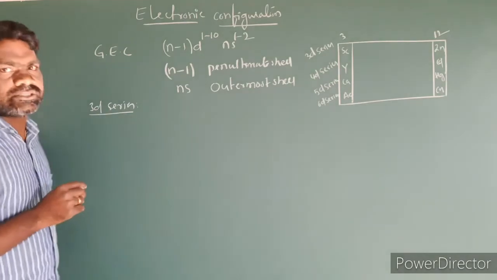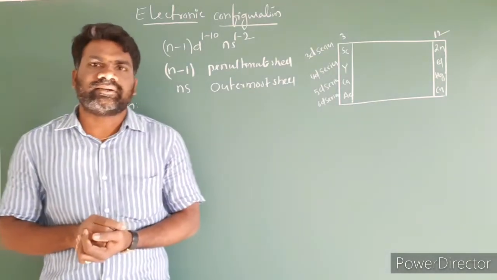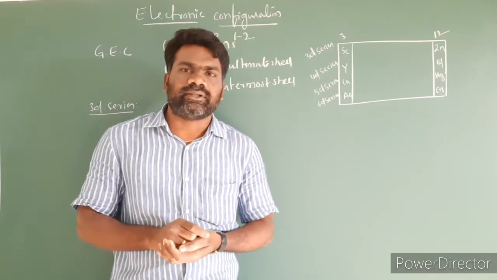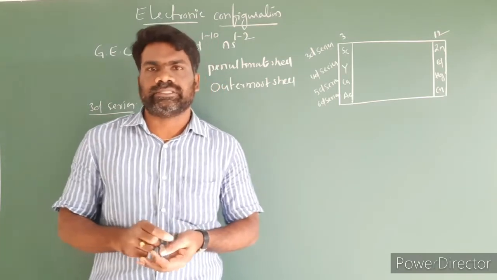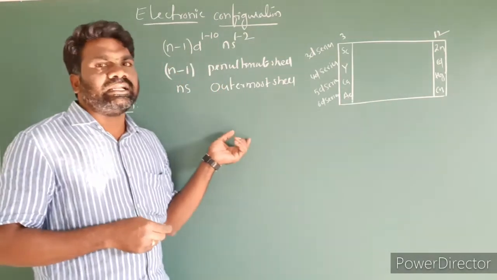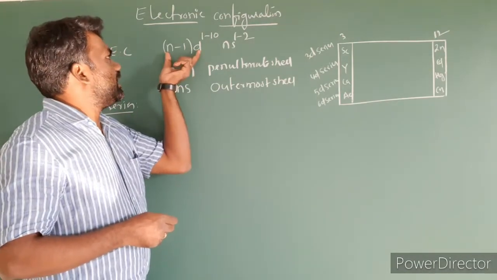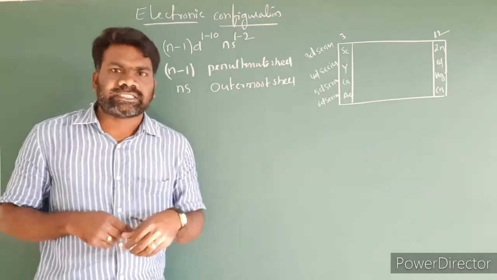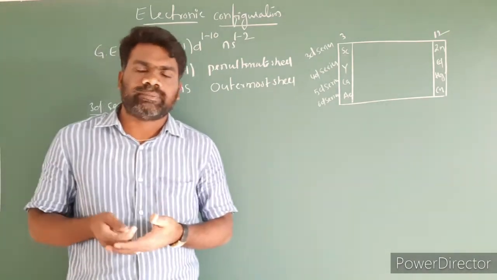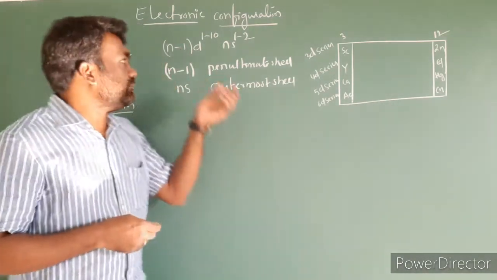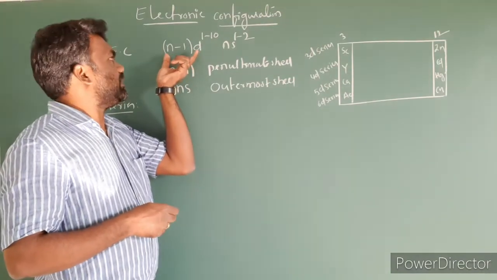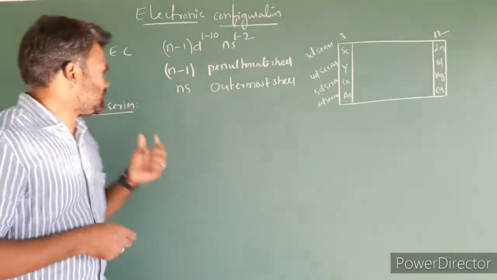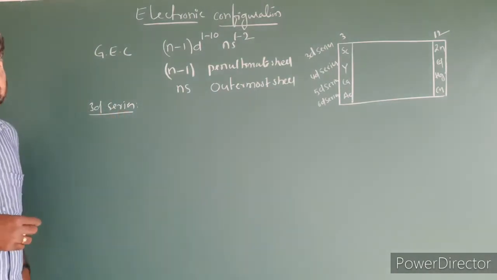3D series. There are several exceptions in the electronic configurations of d block elements. This is because of very little energy difference between the (n-1)d and ns orbitals. So let us discuss the electronic configurations of 3d series elements.